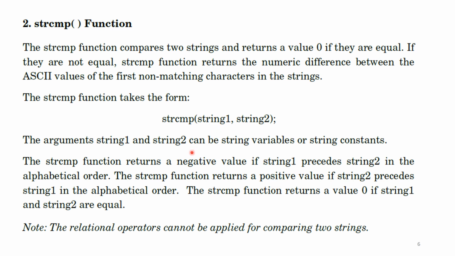but it returns a negative value if string1 precedes string2 in alphabetic order, and it returns a positive value if string2 precedes string1 in alphabetic order. STRCMP returns a value 0 if both strings are equal. Please note, the relational operators cannot be applied for comparing two strings. Let's look at some examples of the STRCMP function.